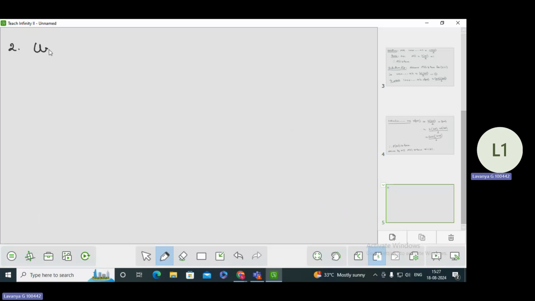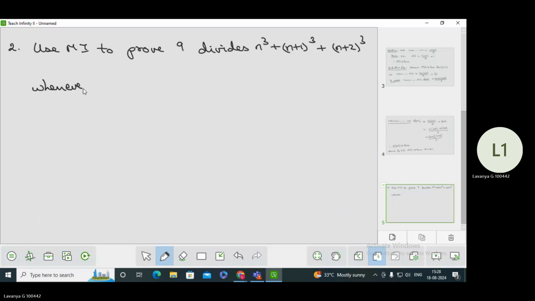Use mathematical induction, which I represent as capital MI, to prove that 9 divides n cube plus (n plus 1) the whole cube plus (n plus 2) the whole cube whenever n is a non-negative integer. Whenever n is a non-negative integer. This line is very important for us to determine our basis.